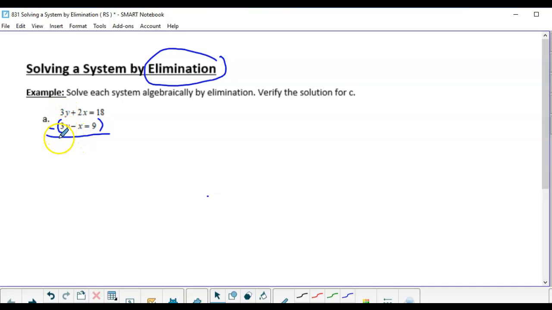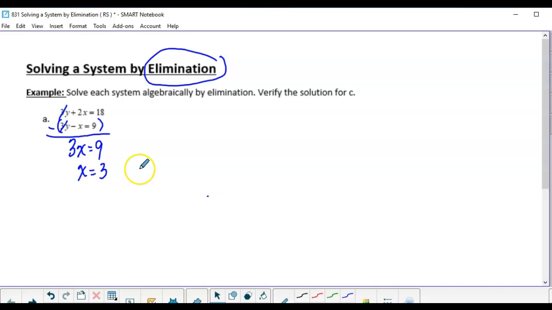So 3y minus 3y is 0, so those go away. 2x minus negative x is like adding x, so that's 3x. And 18 minus 9 is 9. Then you solve for x.